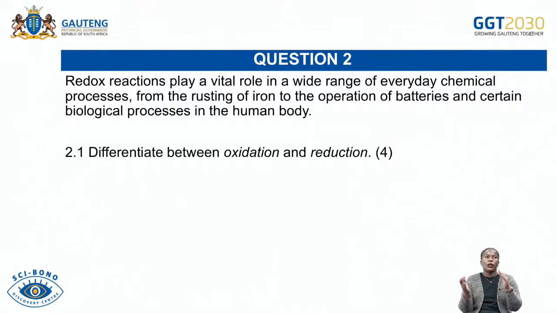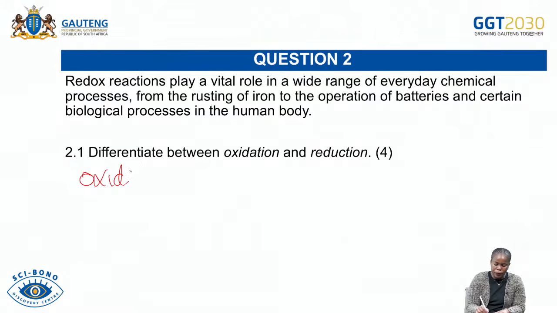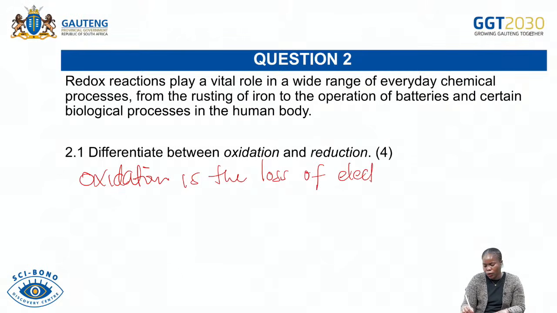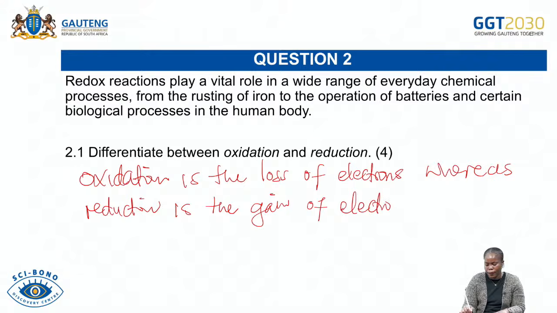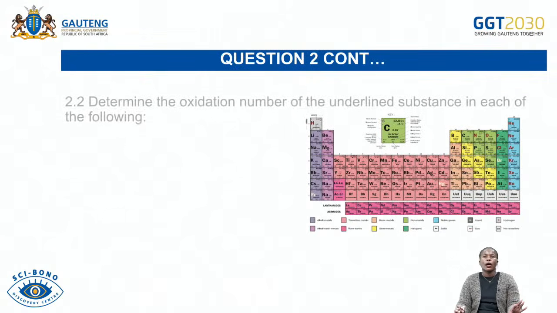Differentiating, how is oxidation different from reduction? Oxidation is the loss of electrons, whereas reduction is the gain of electrons. It's more like you're providing the definitions for the two processes. Okay. Continuing with question 2.